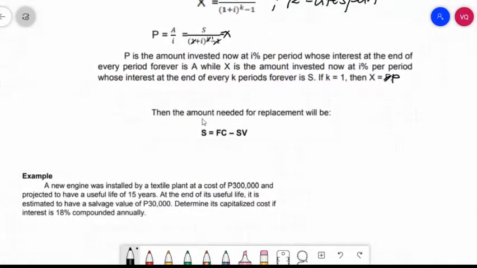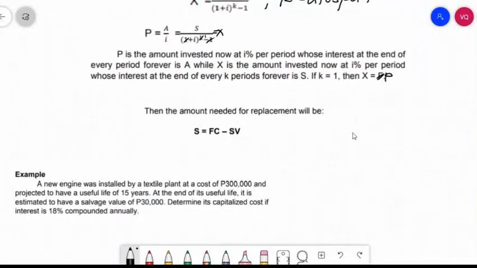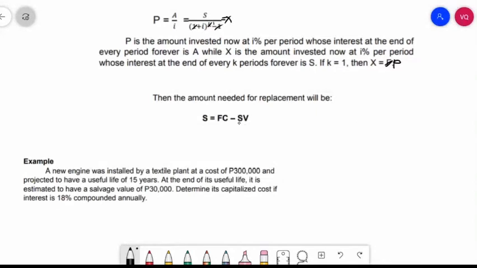So the amount needed for replacement will be the first cost minus the salvage value. As I said earlier, S is equal to the replacement cost minus the salvage value. You can use the first cost if the replacement cost is equal to your first cost. But if the problem states a replacement cost, of course, you will use the RC. If there is no replacement cost, you will use the first cost minus the salvage value. So that is S. S is the amount needed to replace the machine.